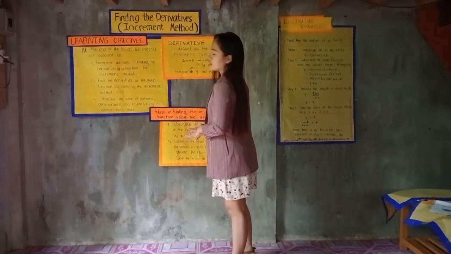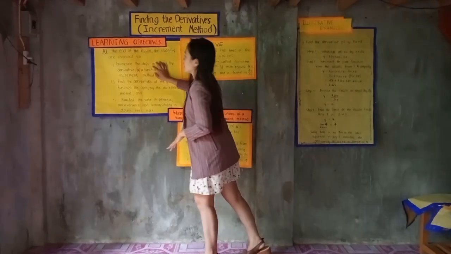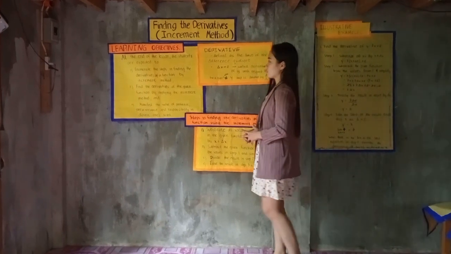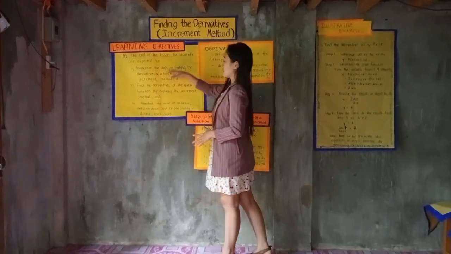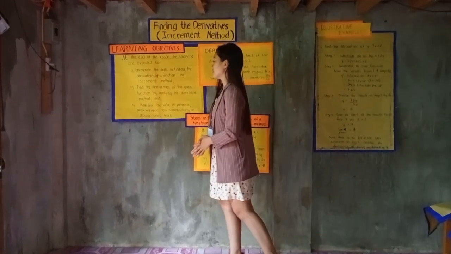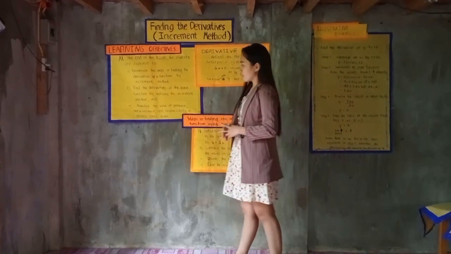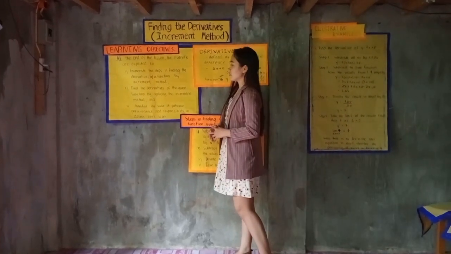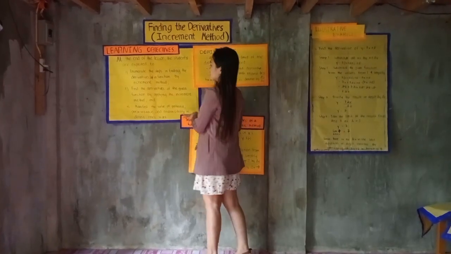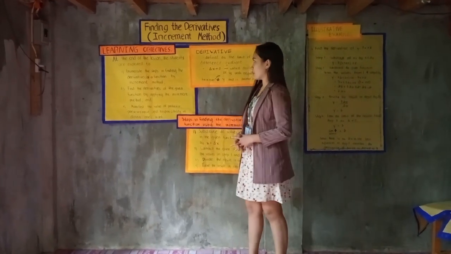But before we continue our discussion, I would like to introduce first our learning objectives. At the end of this lesson, the students are expected to, number 1, enumerate the steps in finding the derivative of a function by the increment method. Number 2, find the derivative of the given function by applying the increment method. And number 3, manifest the value of patience, perseverance, and responsibility in doing one's work.